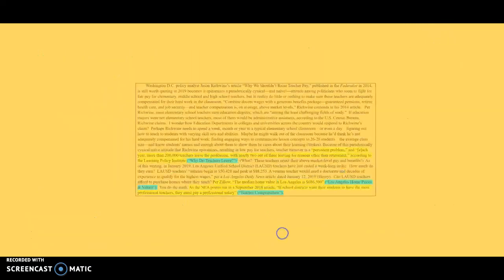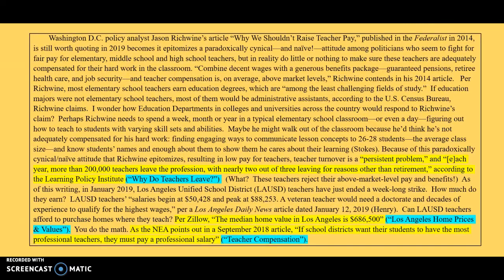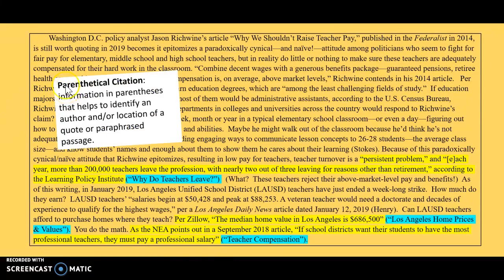Okay, moving on. Here is our text on the screen, and because we are pressed for time, I'm going to ask you to pause the video and to read this on your own, and when you're ready, start the video again and catch up with me. Now I'll continue. A parenthetical citation, information in parentheses that helps to identify an author and/or location of a quote or paraphrased passage in a text.